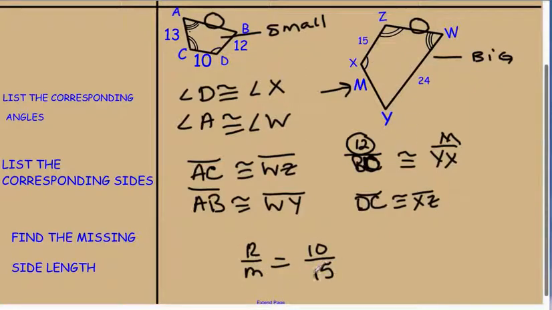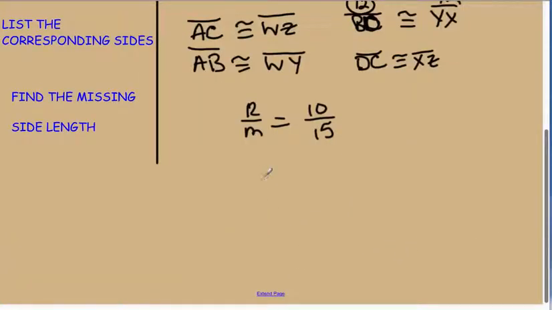Now I need to find this missing side. We did this in class yesterday when we were working on that. All we have to do is cross multiply. I'm going to save myself a little extra work because I'm going to reduce this first. 12 over m equals 2 over 3. You ask how I did that? I just divided both of these by 5. It's going to make my multiplication a little bit easier here.